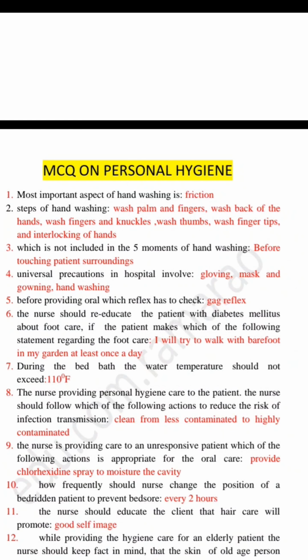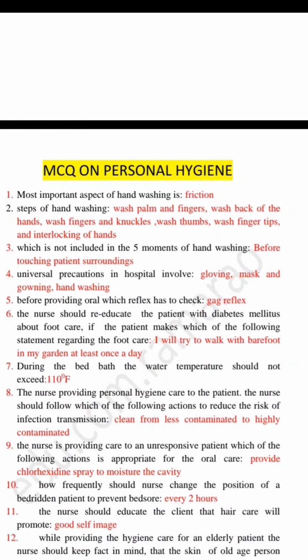Then the steps of hand washing are: first, wash palm and fingers, then back of the hand, fingers and ankles, thumb and fingertips, and last, interlocking of hands. Then, which is not included in the 5 moments of hand wash? Before touching patient surroundings. Actually, after touching patient surroundings, this step is there, but before touching patient surrounding is not. This statement is not included in the 5 moments of hand washing. At last, I will show you the exact moments of hand washing.